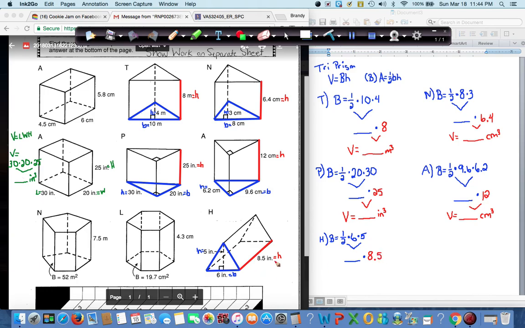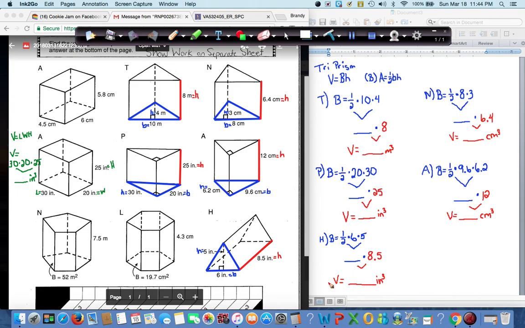And that's the height of the prism. You put all that together, and this is going to give you the volume in inches cubed. Okay, so that's pretty easy.